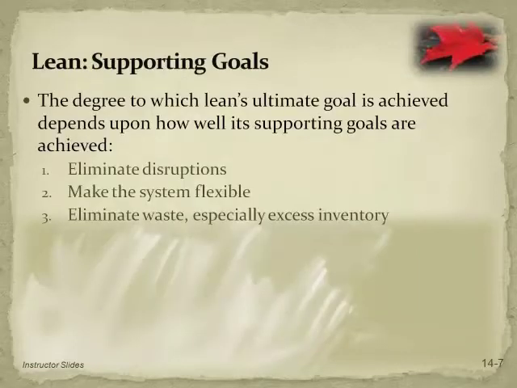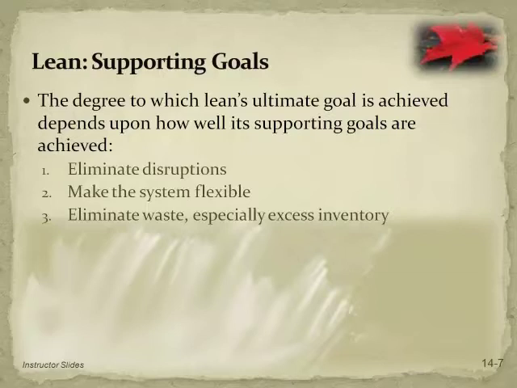So our supporting goal in lean, again, is to eliminate disruptions. And the definition of a disruption is anything that could cause this smooth, rapid flow to be violated.